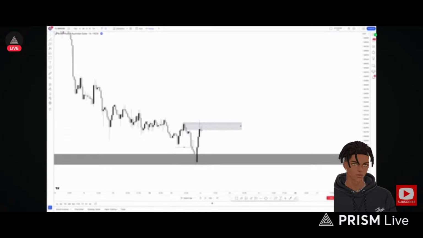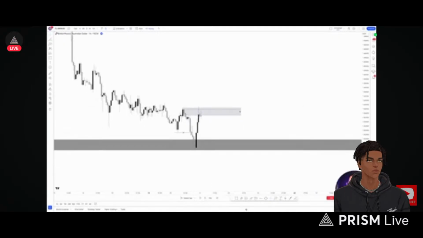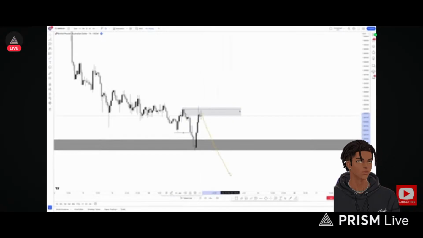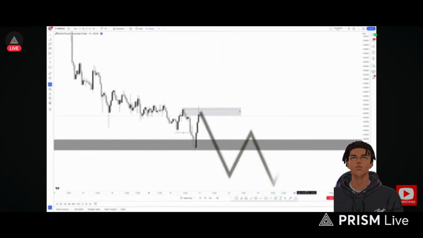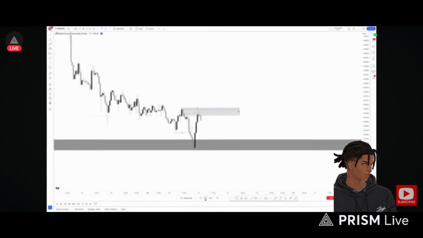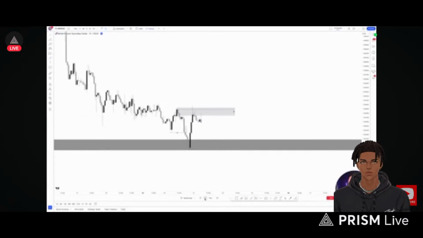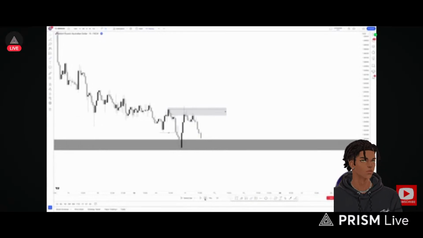So we tap into that supply zone, and like I said, if this supply zone were to do its job, it's going to continue creating that lower high and lower low and lower high and lower low. Then at that point of time, there's no point of us thinking that price is going to reverse, right? So we'll see. You can see price is mitigating this supply zone, starting to head back down.